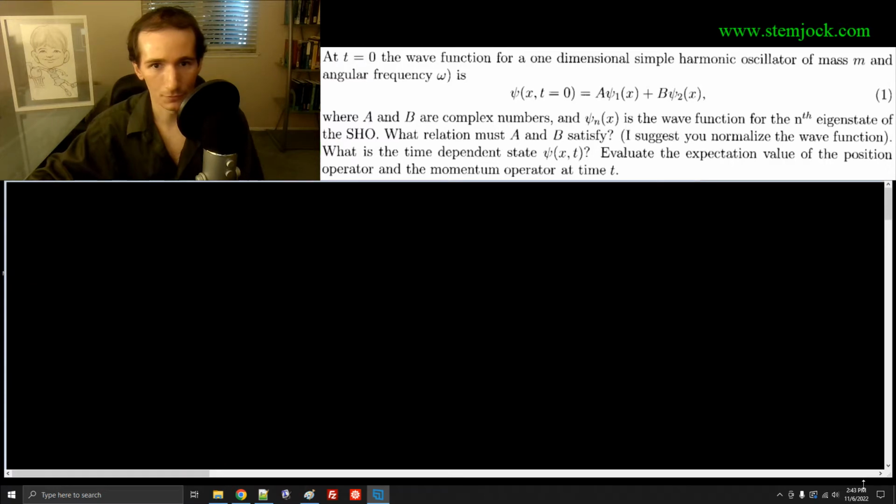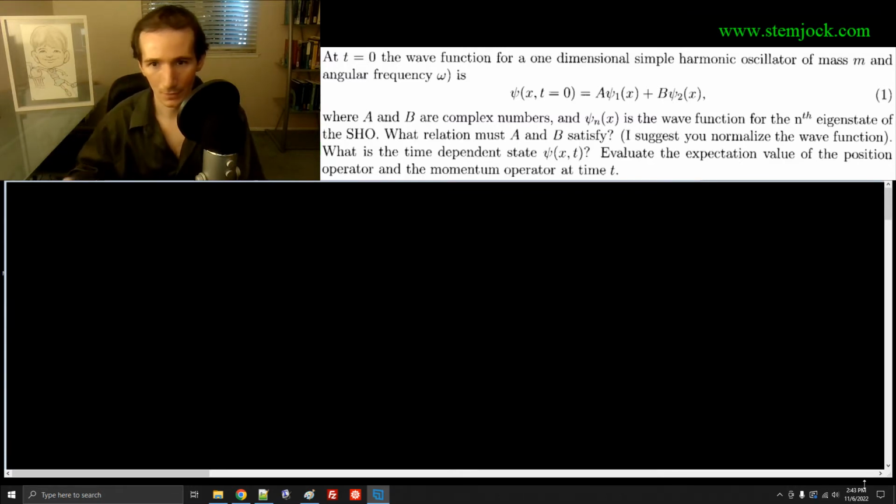At t equals 0, the wave function for a one-dimensional simple harmonic oscillator of mass m and angular frequency omega is this, where a and b are complex numbers, and psi n is the nth eigenstate. What relation must a and b satisfy? Suggest you normalize the wave function.